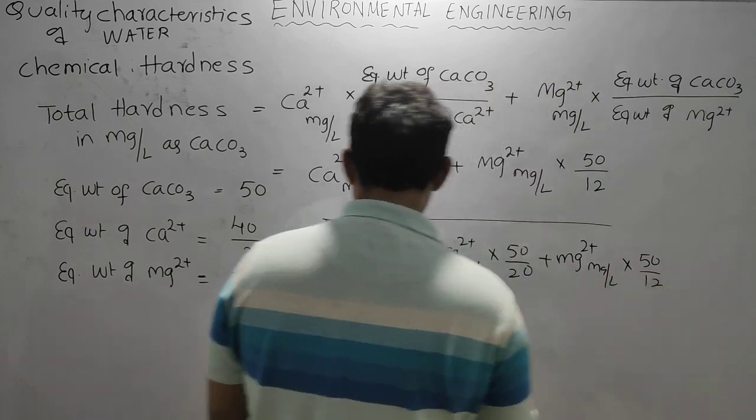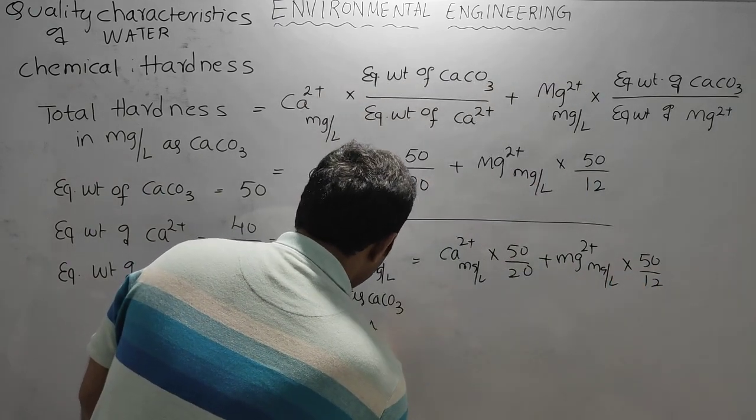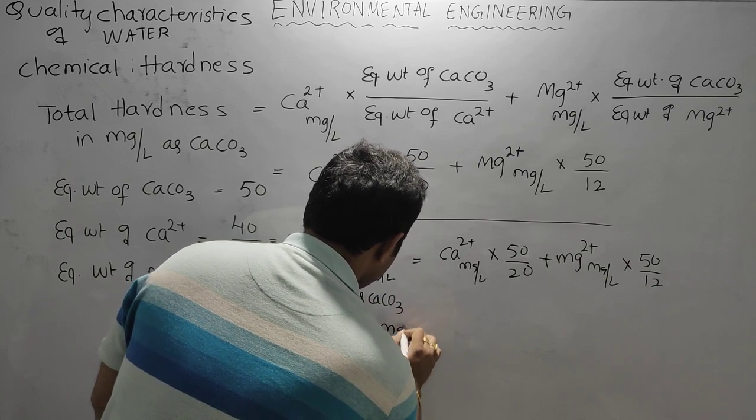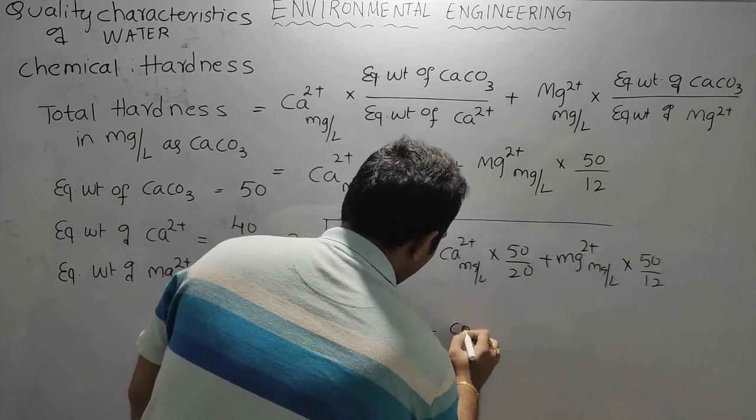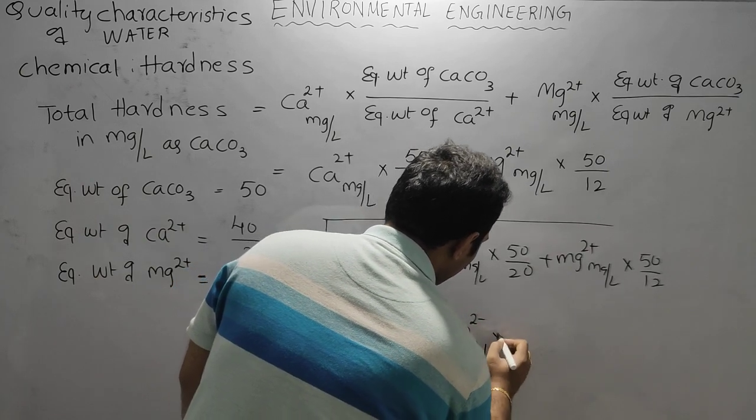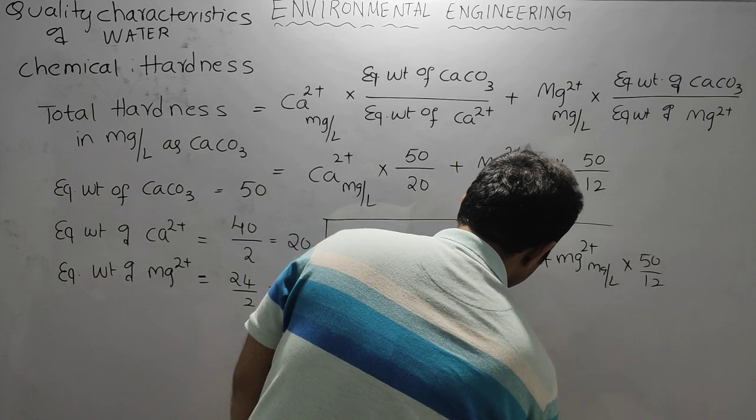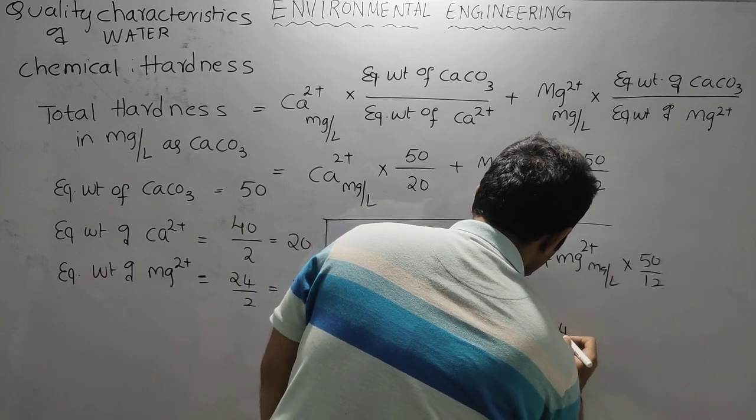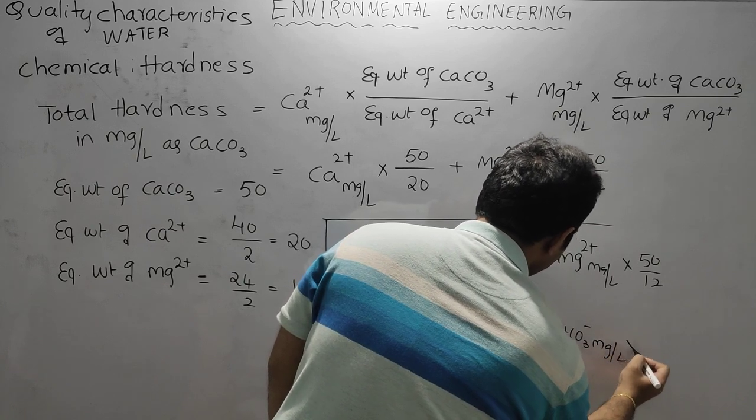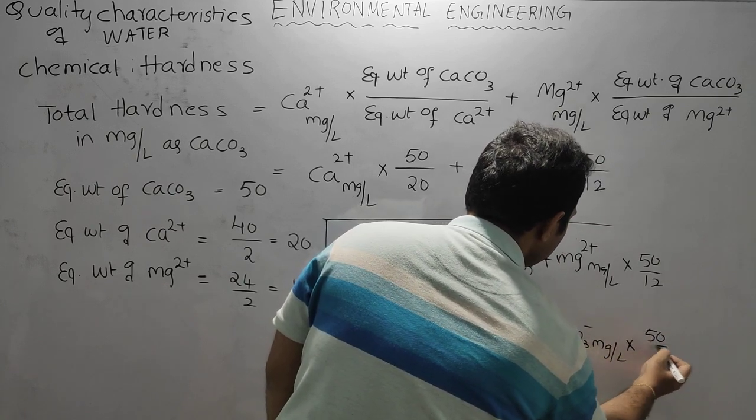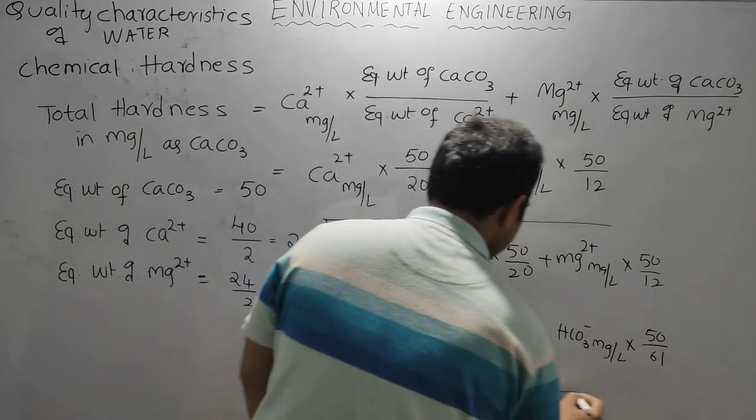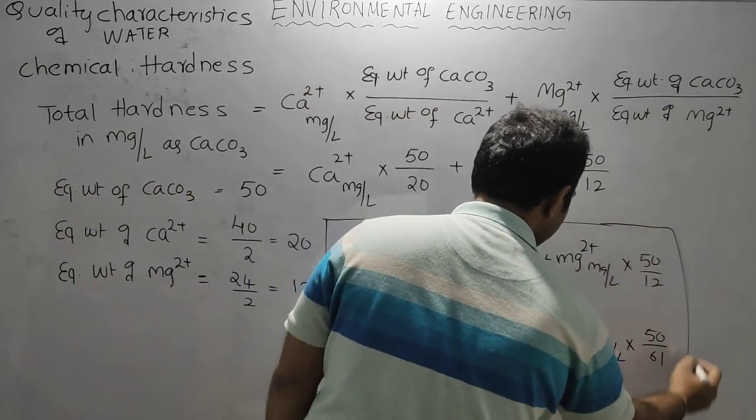Similarly, what is the total alkalinity formula? Total alkalinity as CaCO3 in mg per liter is equal to CO3 2- in mg per liter into 50 by 30, plus HCO3- in mg per liter into 50 by 61. So these are the formulas of total hardness and total alkalinity.